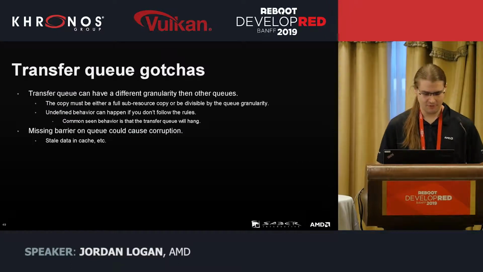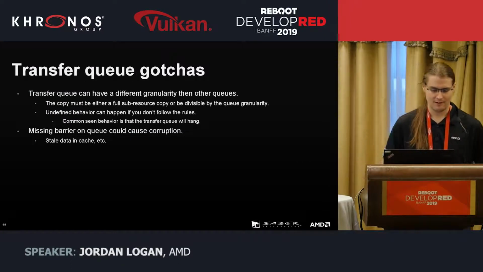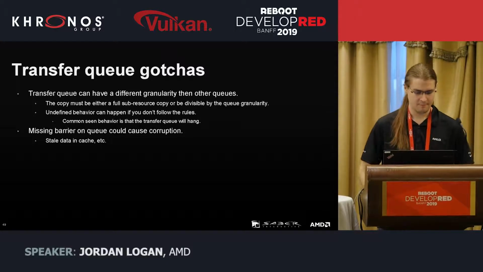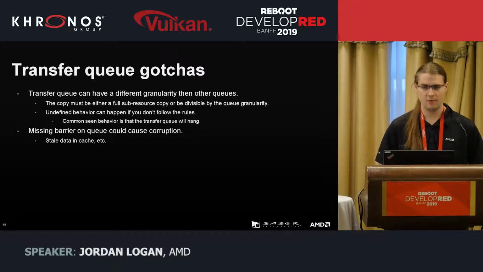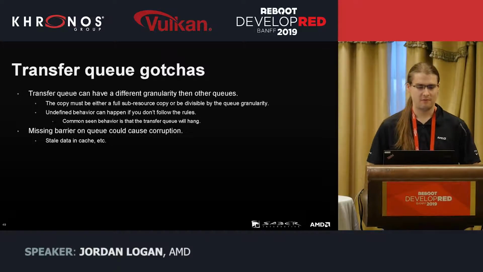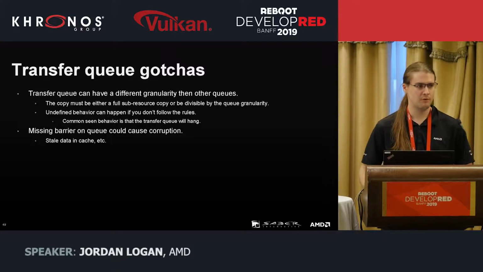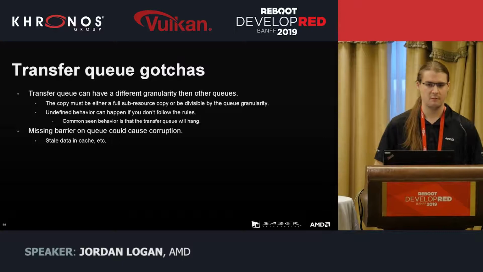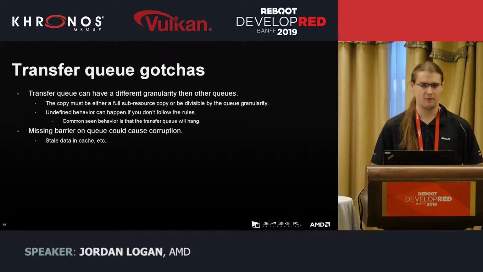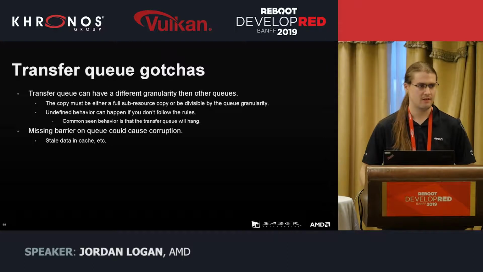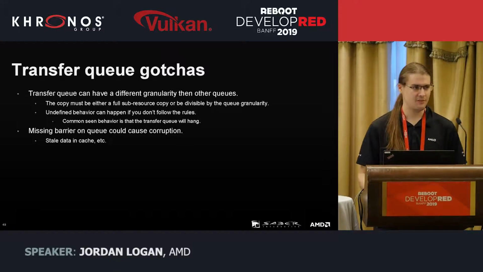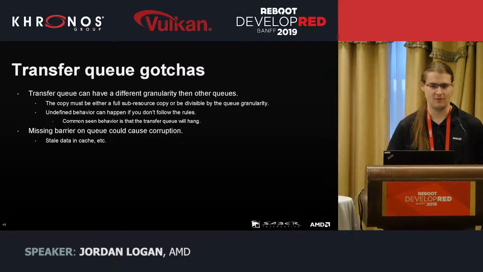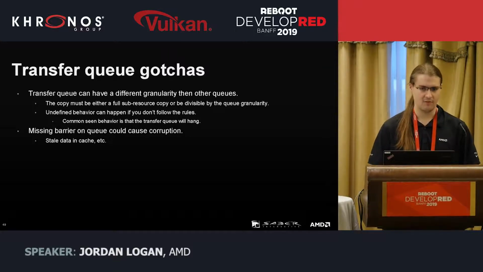There are quite a few gotchas with the transfer queue. We ran into quite a few of these with World War Z. First off, the transfer queue can have a completely different granularity than the other queues. By the Vulkan spec, you are required to either do a full sub-resource copy, or make sure the number of pixels you're copying in your region is divisible by the queue granularity. So you have to query the transfer queue. And if you don't follow these rules, you can get a lot of undefined behavior. A commonly seen one is that the transfer queue will hang and never finish its command list, eventually causing a TDR.